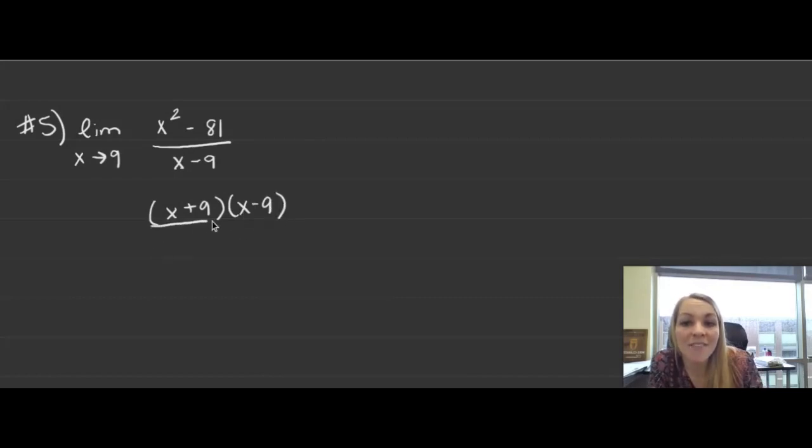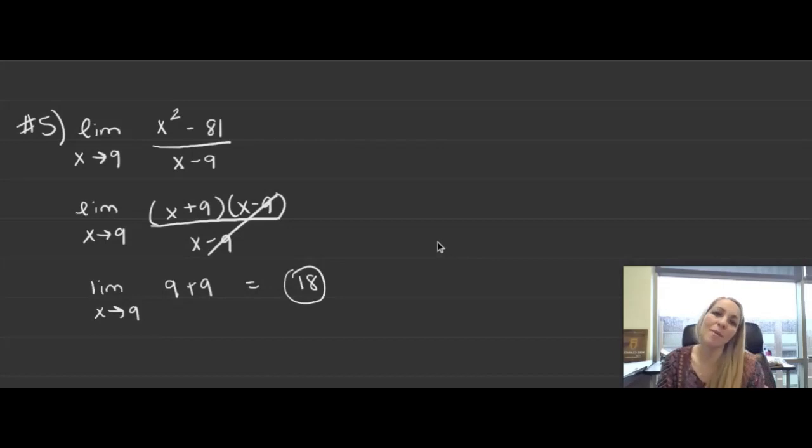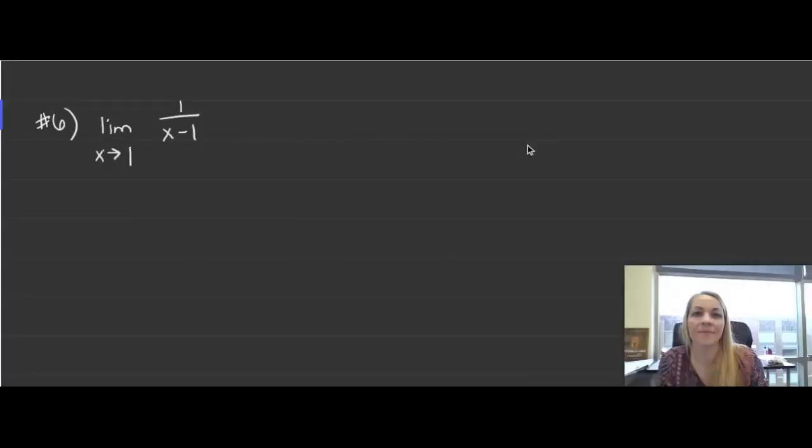And we love this because I have an x minus 9 on the denominator now. And this right here makes a 1. So all I need to do right now is plug that 9 in. So 9 plus 9 is 18. So factoring to the rescue again here, just a problem that looked a little bit different.